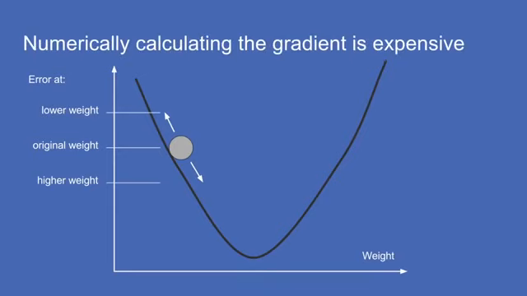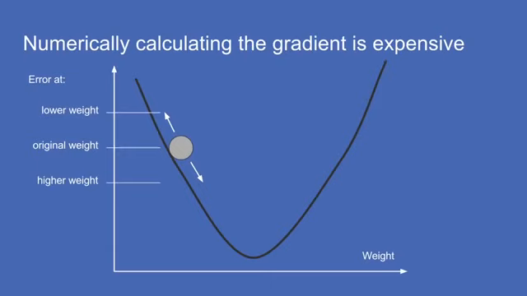Now, the problem with doing this is each time we go back and calculate the error, we have to multiply all of those weights by all of the neuron values at each layer. And we have to do that again and again, once for each weight.